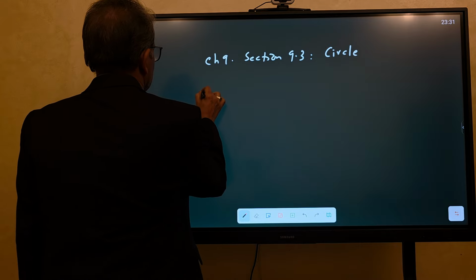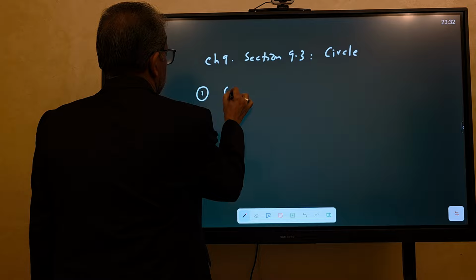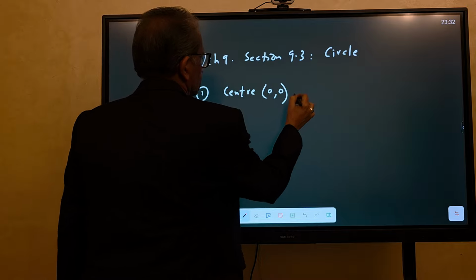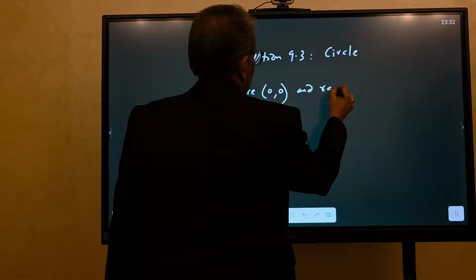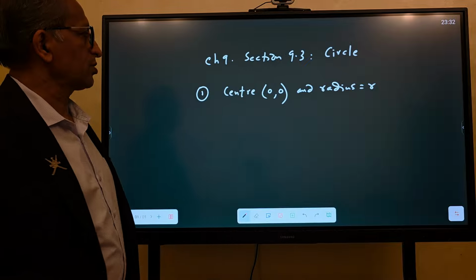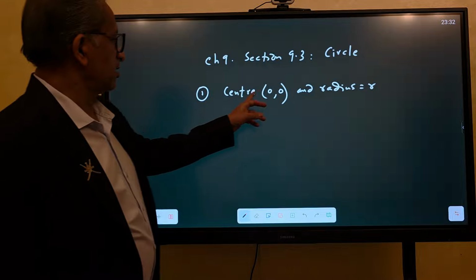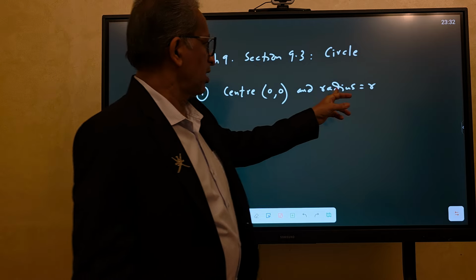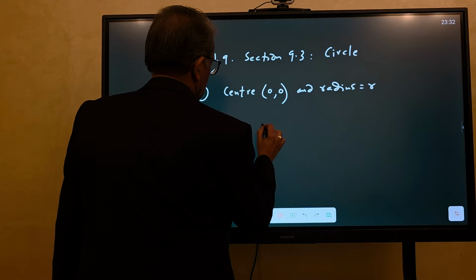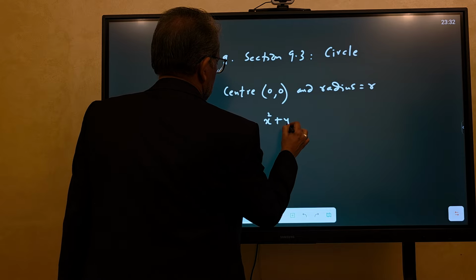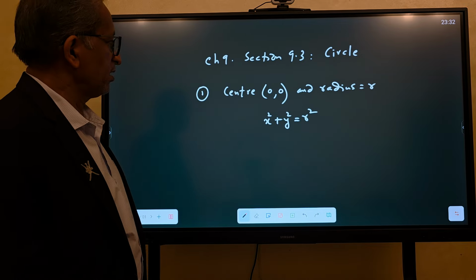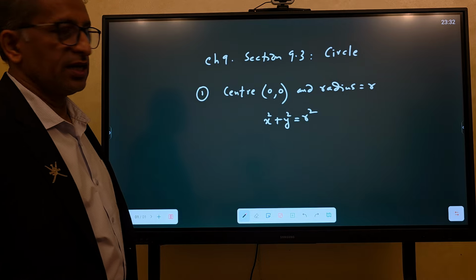The first one is center 0 0 and radius r. That is, what is the equation of the circle where the center is 0 0, that is origin, and the radius is given, that is r. The equation of the circle is this. This is the equation of the circle with center 0 0 and radius r.